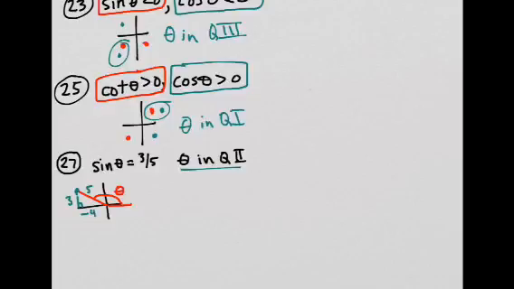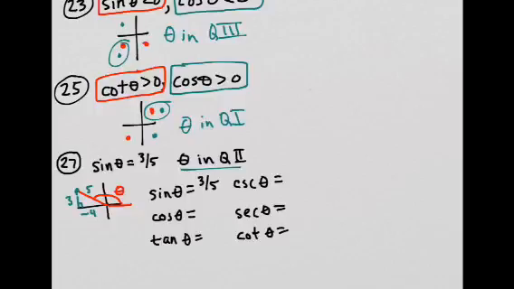So now you have to find the 6 functions. So 3/5 sine was given to you. Cosine is x over r, so negative 4 over 5. Tangent is y over x, so that would be 3 over negative 4. The other 3 are the reciprocals. Cosecant would be 5 over 3. Secant would be negative 5 over 4, and then cotangent would be negative 4 over 3.